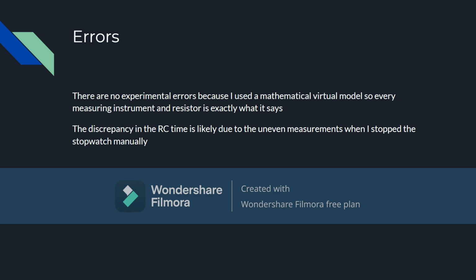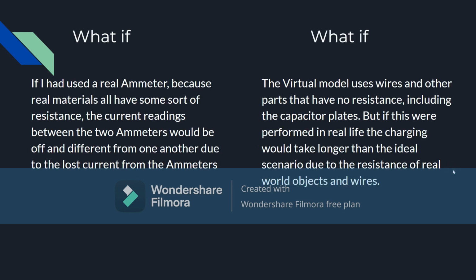The discrepancy in the RC time is likely due to the uneven measurements when I stopped the stopwatch manually. And the discrepancy in the resistance measured from the first part is likely due to the degree of inaccuracy that the ammeters had. What if I had used a real ammeter? Because real materials all have some sort of resistance, the current readings between the two ammeters would be off and different from one another due to the lost current from the ammeters.